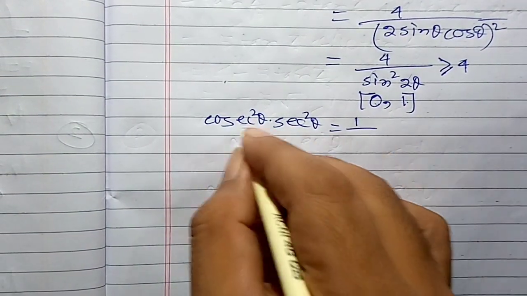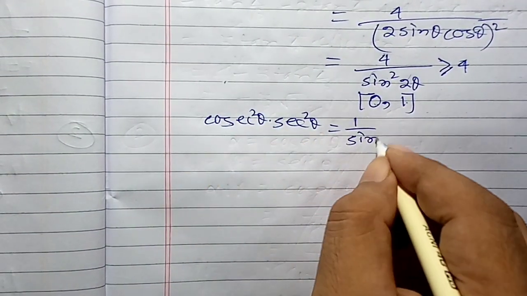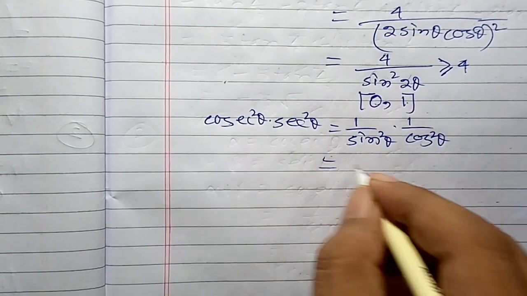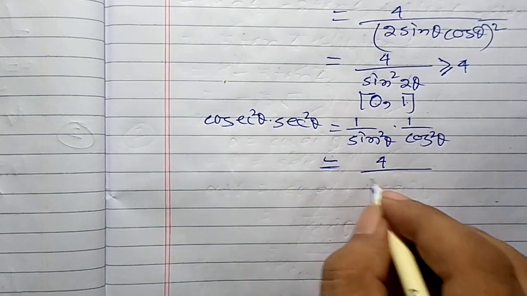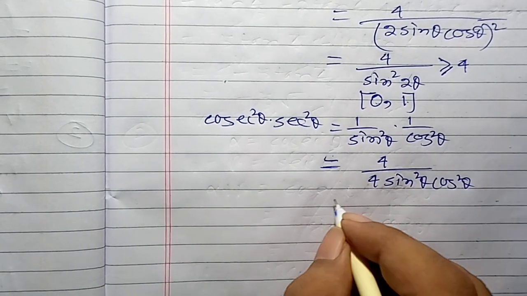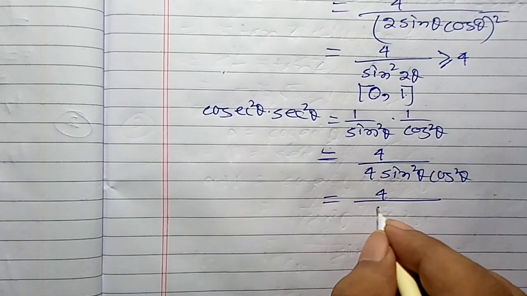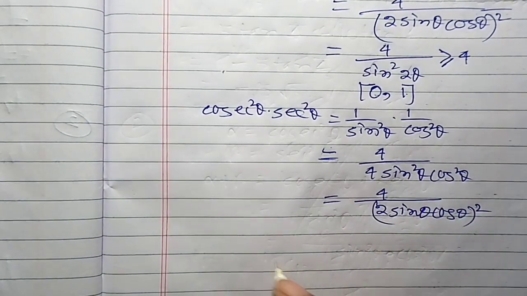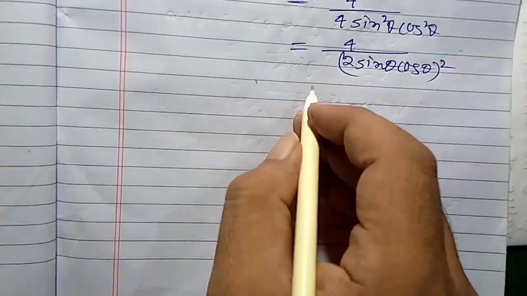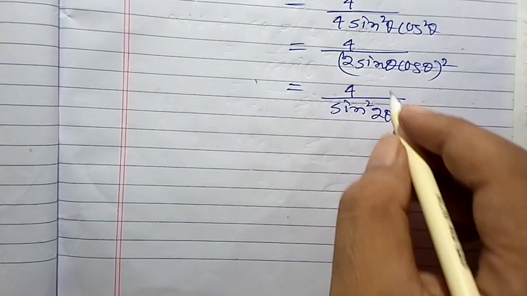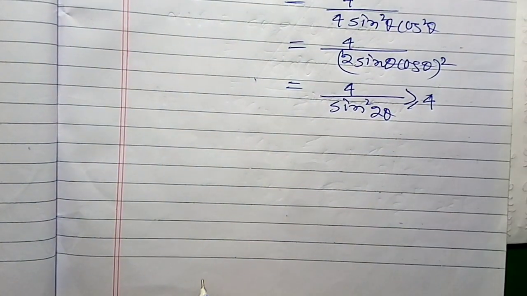Cosec square theta will be 1 upon sin square theta and sec square theta will be 1 upon cos square theta. Now multiply 4 and 4 here, sin square theta into cos square theta. This will be 4 over 2 sin theta into cos theta whole squared. So this will be 4 over sin square 2 theta. Similarly, this will be greater than equal to 4.